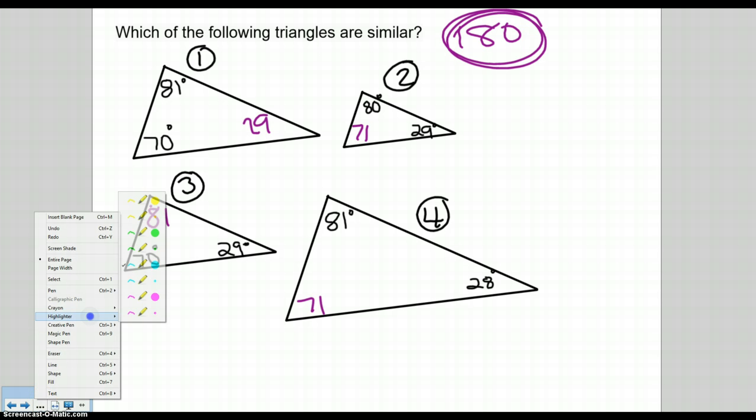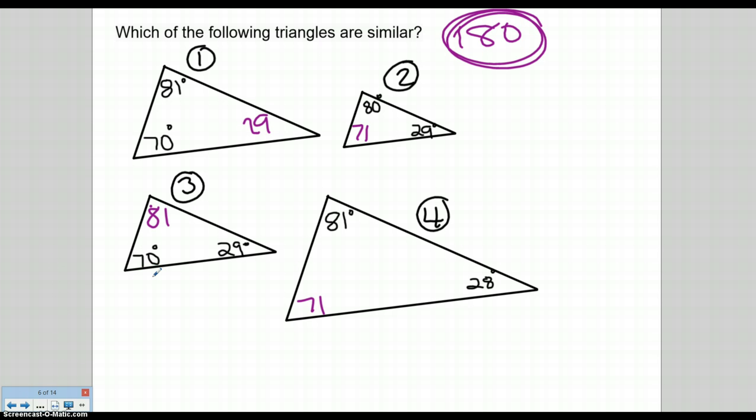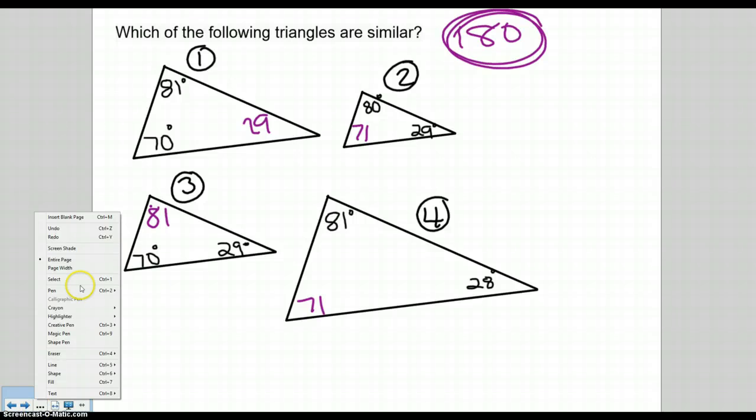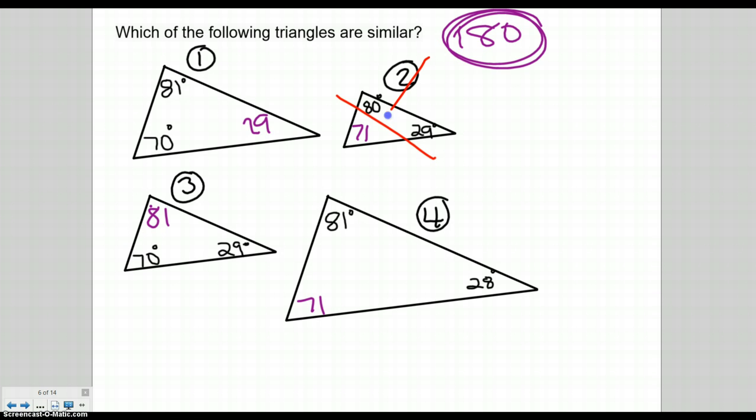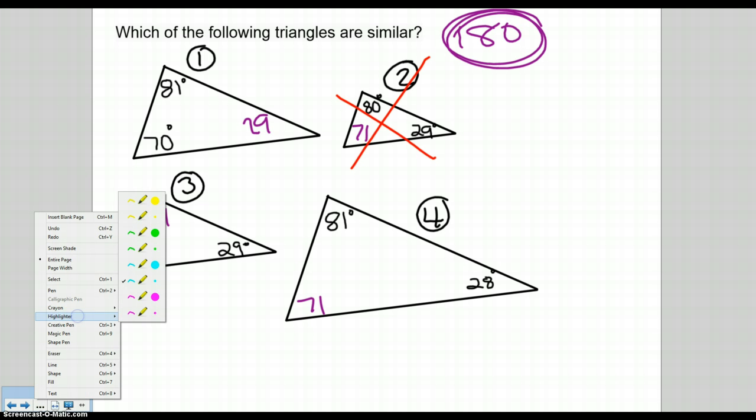So now that we have all that, let's look at which 2 triangles are similar. Let's start with looking at just 1 and 2. We have 81 and 80 right off the bat. Those are not congruent angles. We have 29 and 29 are congruent, but 70 and 71 are not. So we can simply say that triangle 2 is not similar to triangle 1.